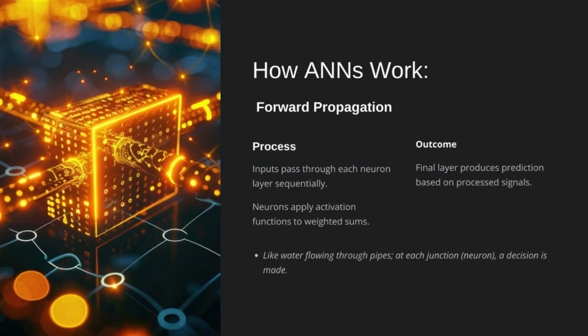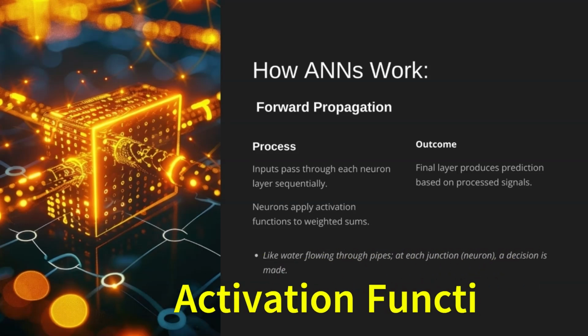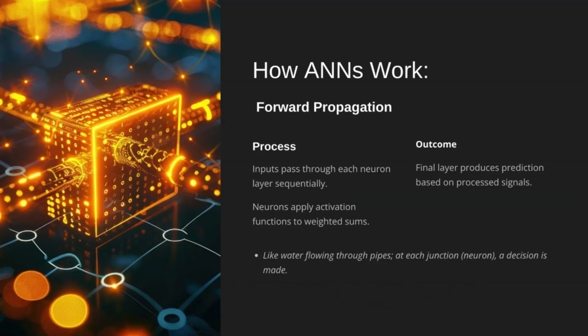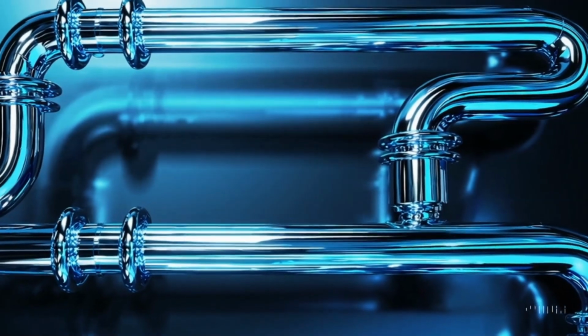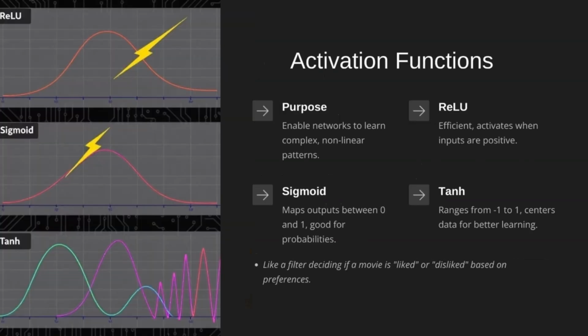In forward propagation, input data moves through each neuron layer in order. Each neuron processes the data using weighted sums and activation functions. The final layer gives a prediction based on all that processing, like water flowing through pipes, making a decision at every junction.